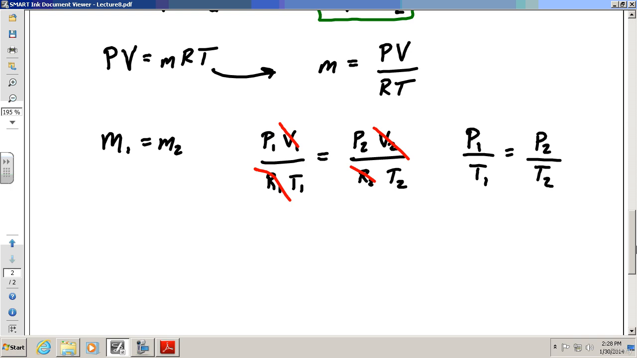Now I want to solve for that final pressure, P2. Well, I can simply manipulate that equation as follows. P1 times T2 over T1 equals P2, right? Solving for the final pressure, it is equal to the initial pressure times T2 over T1.